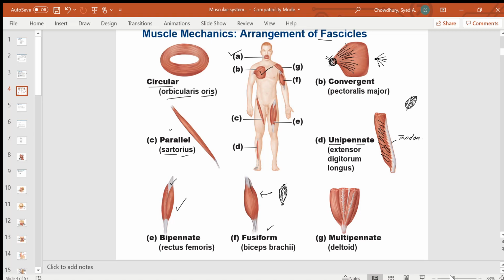And multipinnate. If you see, inside the muscle there are multiple, more than one tendons, and the muscle is like this. So this is one muscle, but with a number of tendons, more than one tendon, like this inside. So this is one muscle that is called multipinnate. So unipinnate, bipinnate, multipinnate. Okay.